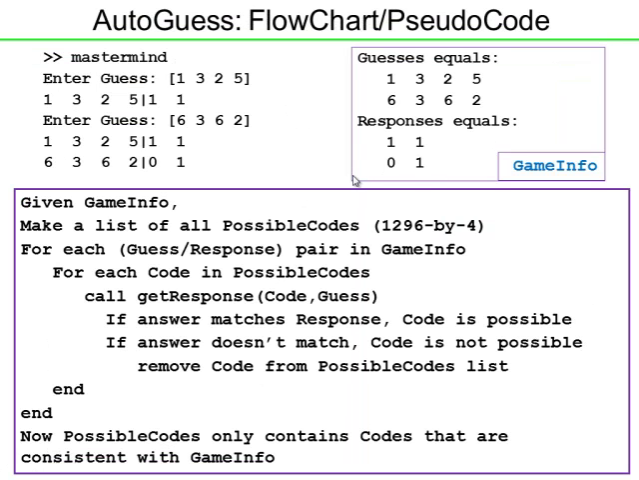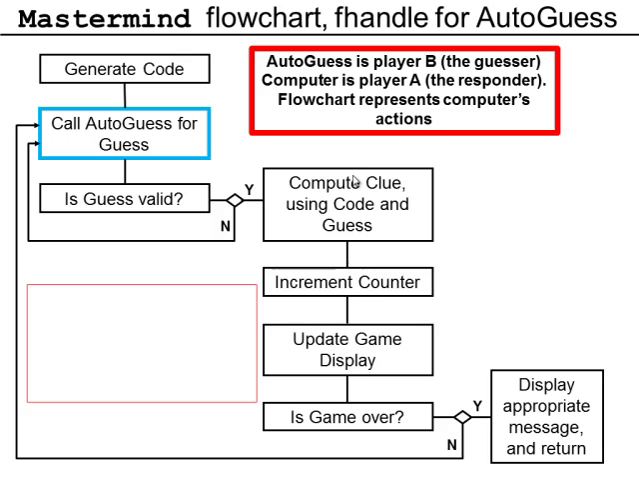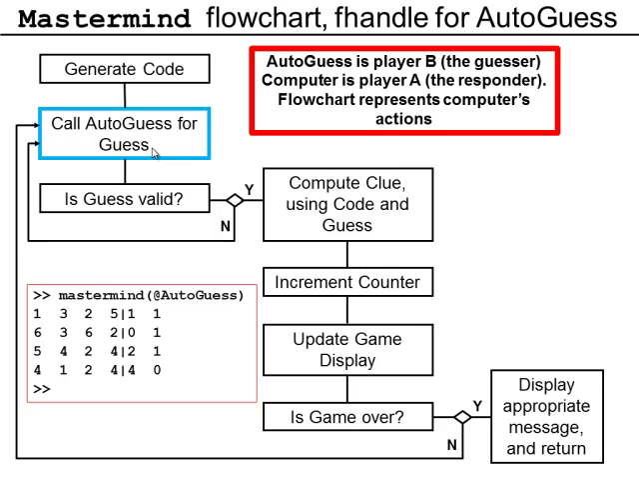So think about that. At the end of this, the possible codes only contains codes that are now consistent with all the game info. So now here's a Mastermind flowchart using a function handle for AutoGuess. AutoGuess is player B, the guesser, and the computer is player A, the responder. The flowchart represents the computer's actions, which, instead of asking the user for input, just calls the AutoGuess program for a guess. And then the game would look like that. Nothing even needs to be printed out, depending on how we display it.